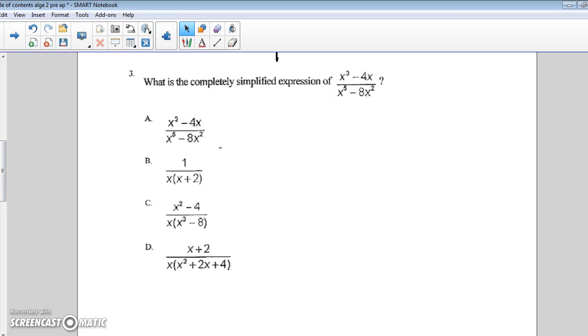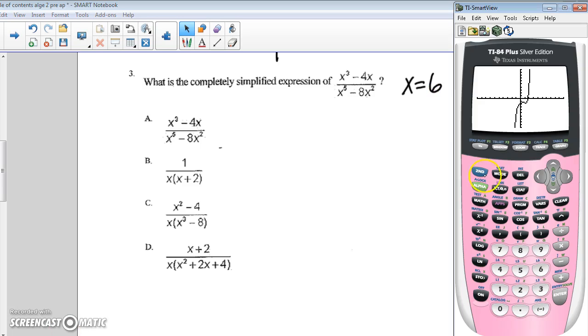Question number 3 is, what is a completely simplified expression? In this problem, the easiest way to do this is to pick a number for x. Don't pick 0, don't pick 1, and don't pick negative. So pick something different. So I'm going to pick 6. Really no reason. Just going to pick 6. I'm going to use my calculator and type in the top and the bottom.